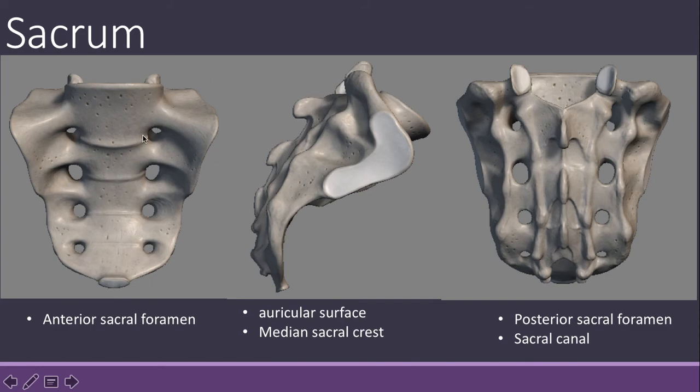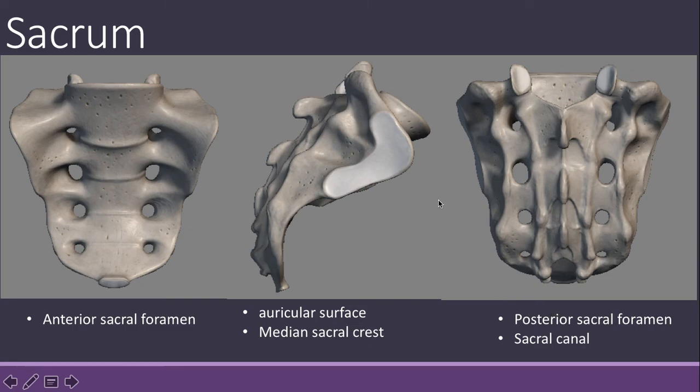And sacrum, we have the anterior view here. So these holes, each of them, they don't have individual names, but they're all considered anterior sacral foramen. Then you have the auricular surface. That's where your pelvis attaches, the joint where your coxal bones attach. And then the median sacral crest. A lot of times we'll get middle sacral crest or just sacral crest. Remember, it's median sacral crest here. It's these bumps here. It kind of looks like the back of a dinosaur.